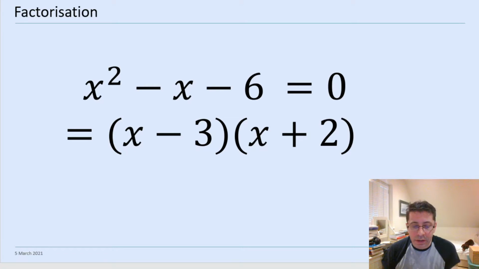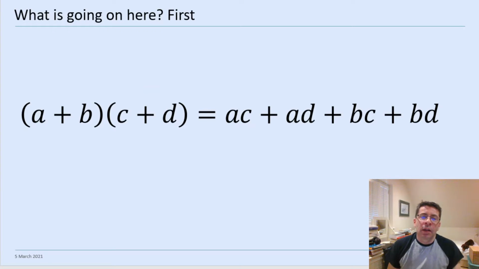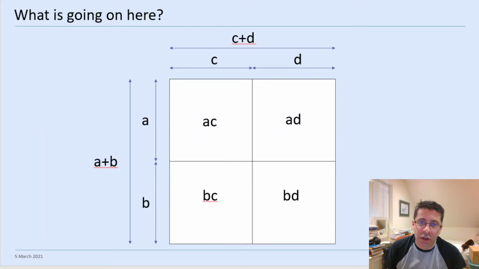So this factorization technique is really, really handy. But what's going on here? First, I just want to look at this: A plus B times C plus D equals A times C plus A times D plus B times C plus B times D. Now, why am I explaining this? It's going to explain why factorization works. And I'm going to draw a picture just to bring this to life.